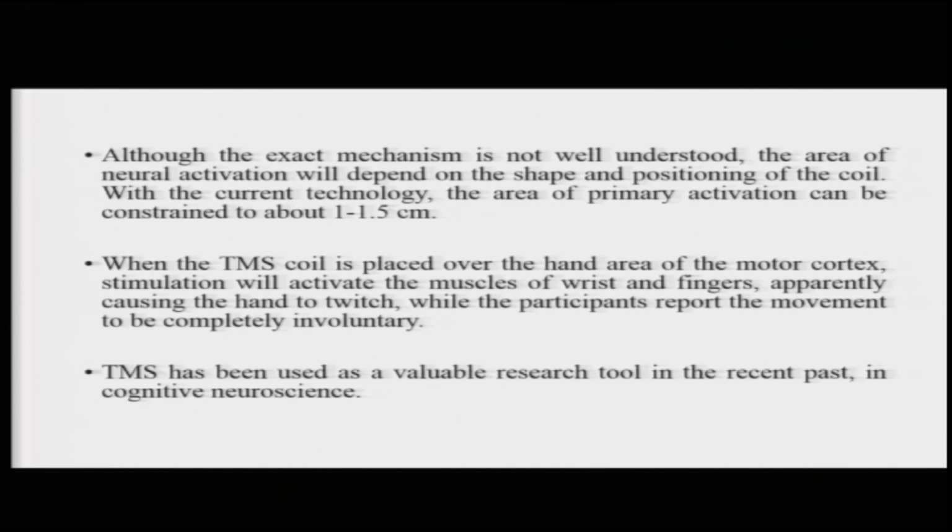Another example: when the TMS coil is placed over the hand area of the motor cortex, it can stimulate the neurons that control the hand, and it has been seen that participants visibly experience a twitching of their hands, which they report is completely involuntary. They have not decided, or are not actually controlling their hands. Due to stimulation from the TMS, the area of the brain that controls these movements is allowing for these movements to happen.